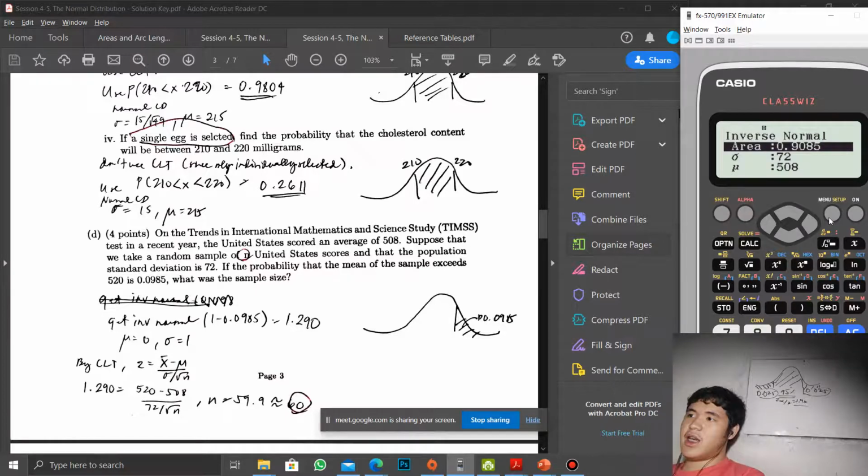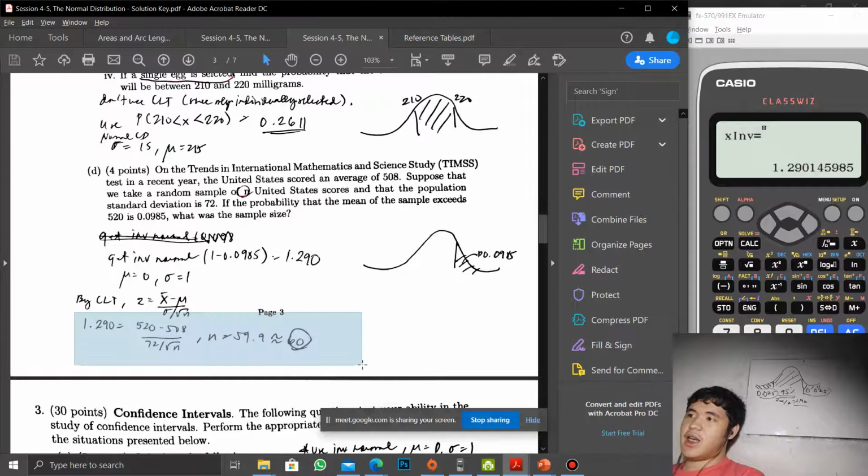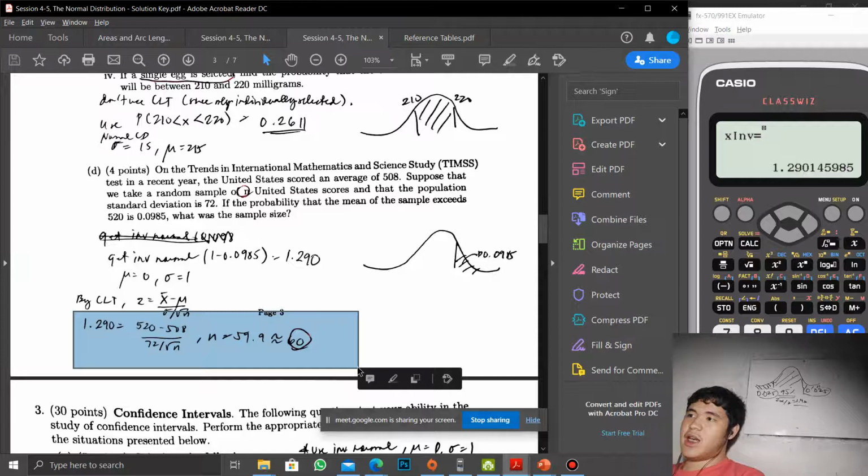Okay? So, convert, di ba, pag ganyan yung formula, kinonvert natin to standard normal distribution. So, we get sigma equals 1 and mu equals 0. So, that is the z-score. 1 minus 0.0985. That's it. 1.29. Tapos, solve for n. Plug in the necessary values. X bar, which is the value, is 520 minus 508 all over 72 over square root of n. If we solve for n, you'll get 59.9 and round up 60.